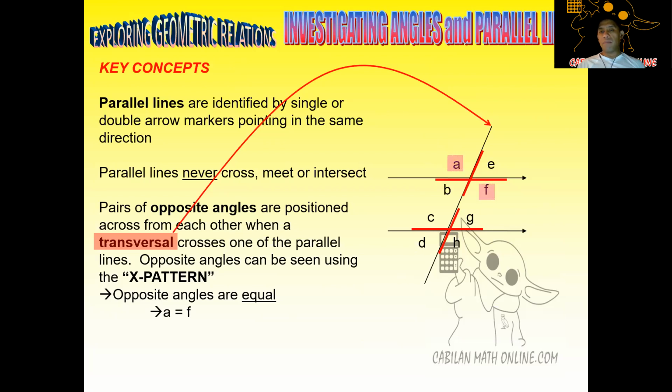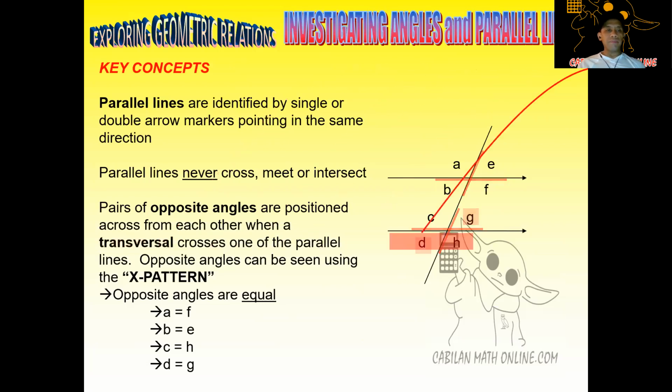In particular, if I look at angle A and F, they would be exactly the same. And in that same location, angle B and angle E will be the same. To the bottom of that, we have angle C and angle H, and angle D and angle G. So again, when you're looking at the X pattern, just like we did in the beginning of this lesson, when you have opposite angles directly opposite of each other, they are going to be equal measures. All right, so that's the first pattern.